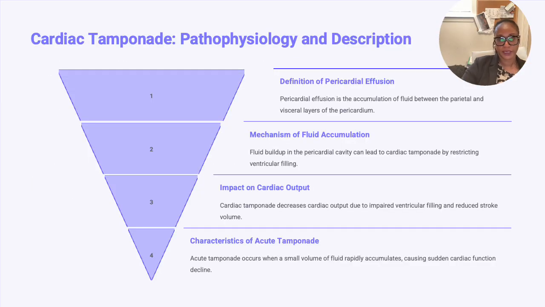So cardiac tamponade, what is this? It is a pericardial effusion that occurs when the space between the parietal and the visceral layer of the pericardium is filled with fluid. Pericardial effusion places a client at risk for cardiac tamponade and accumulation of fluid in the pericardial cavity, as noted before. Tamponade restricts ventricular filling and cardiac output drops. Acute cardiac tamponade can occur when a small volume, 20 to 50 mL, of fluid accumulates rapidly around the pericardium.